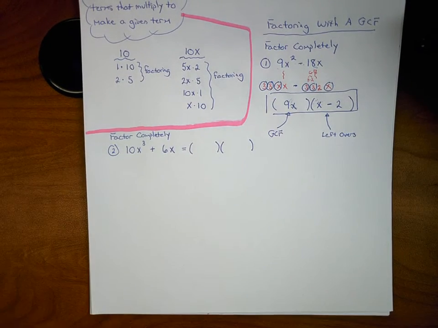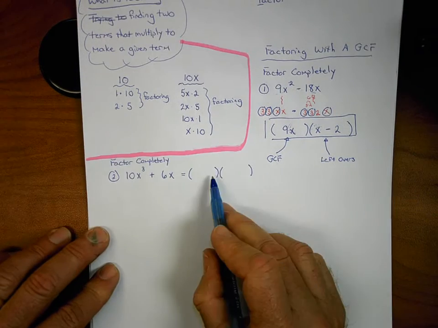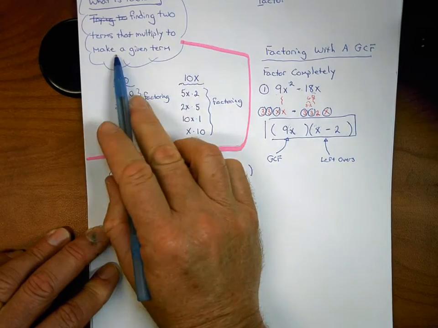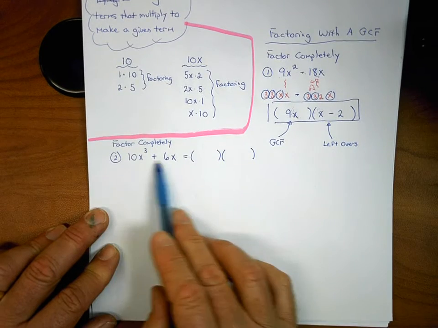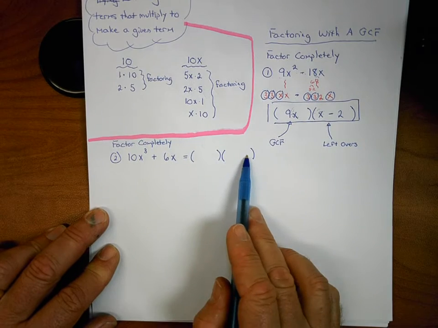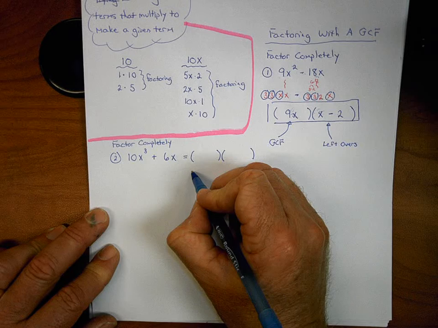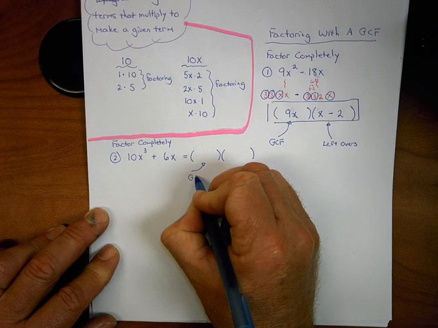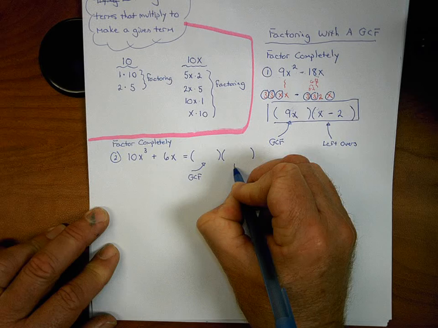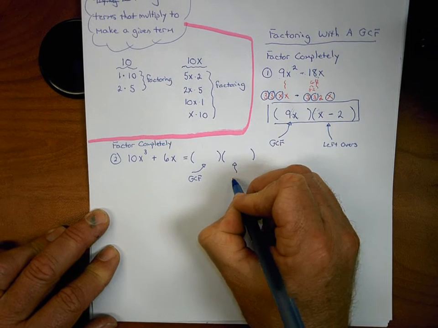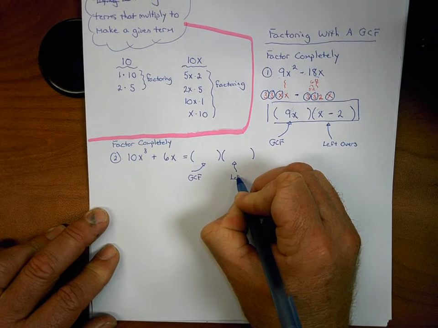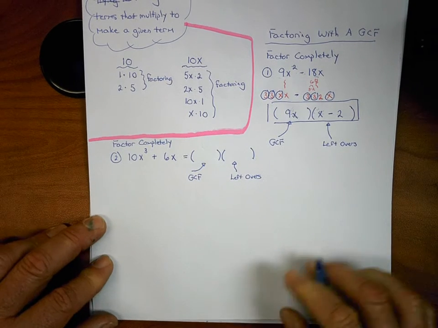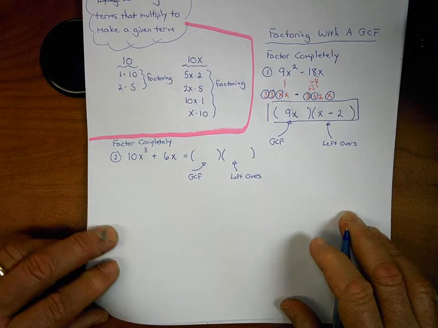Why do I draw two parentheses? Well, the answer is because the word factor means finding two terms that multiply to make a given term. Here's my given term. I have to find two terms that I'm going to multiply. Going inside the first parentheses, the first term is going to be my GCF. And what I write inside the second parentheses is what we're going to term our leftovers. Not really a technical term. You won't see that in a math book. Don't look for it, but that's what we're going to call it.